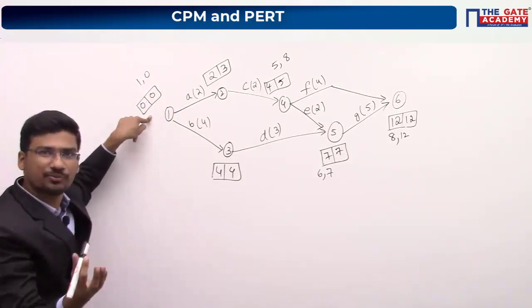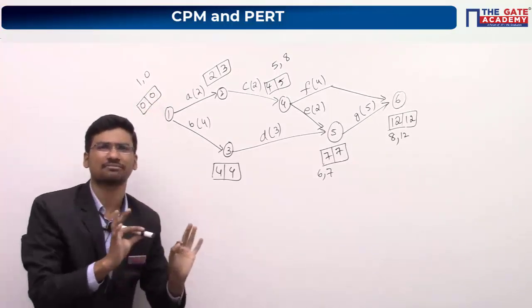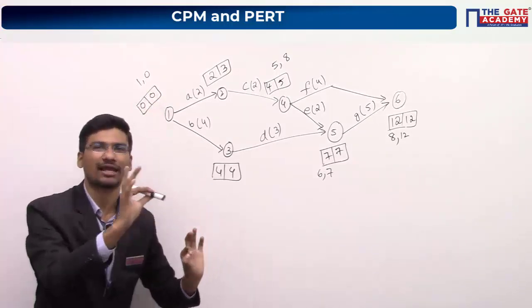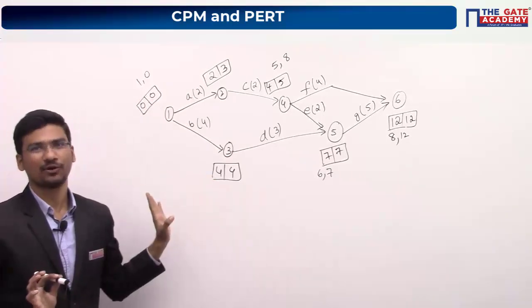So here also your slack should be 0. If you are not getting 0 here, maybe somewhere you might have made some mistake. You have to go back and check your calculation part. So hope you have understood. This is your backward pass rule.